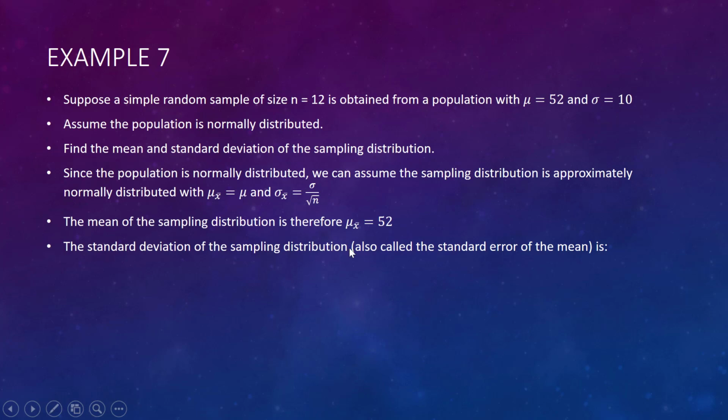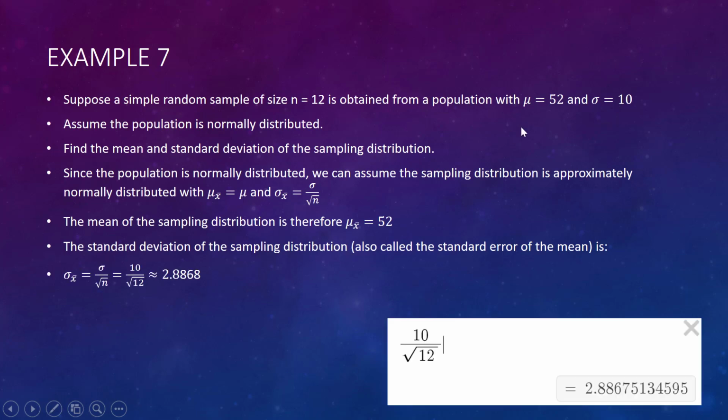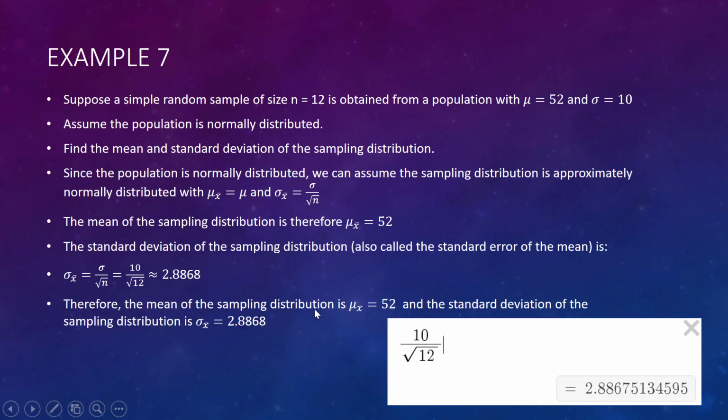So what is the standard deviation? It's going to be 10 divided by the square root of n, which is 12. So 10 divided by the square root of 12 is approximately 2.8868, and you can see I had to round the last digit. Therefore, the mean of the sampling distribution is 52, and the standard deviation is 2.8868. Now that I have this information, I can answer questions about the probability of the sampling distribution.